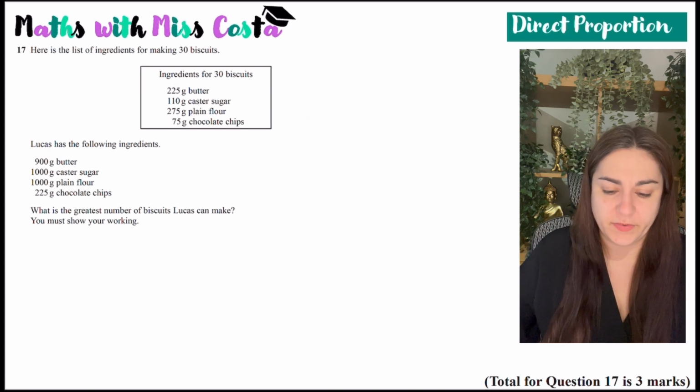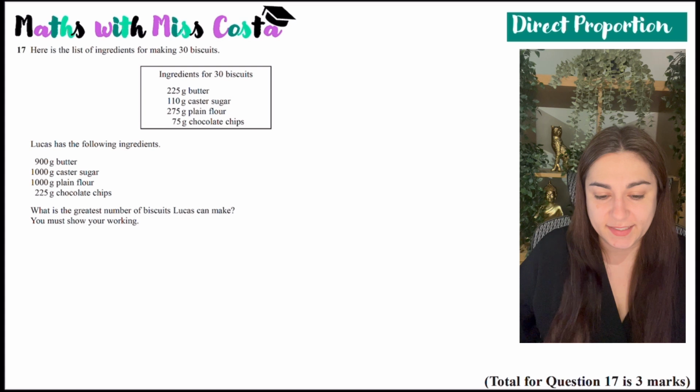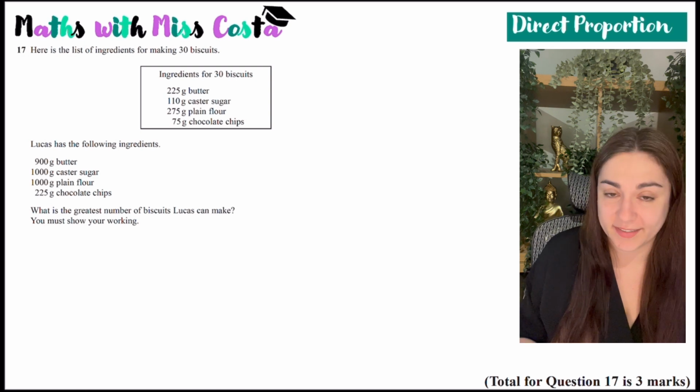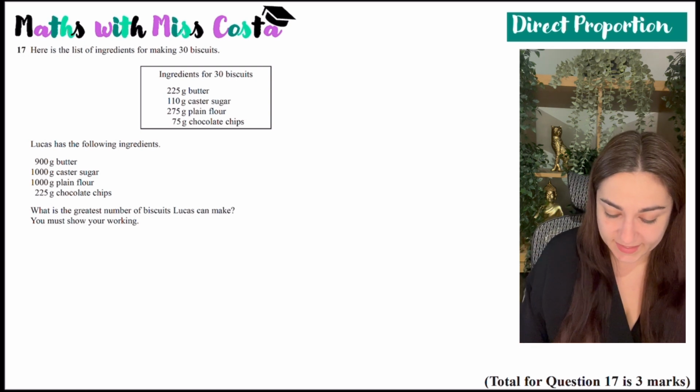Next, we've got an ingredient list. So here's the list of ingredients for making 30 biscuits. I'm told that Lucas has the following ingredients, and I need to figure out what the greatest number of biscuits Lucas can make is. Again, there are lots of ways that we can do this. But seeing as it's a calculator paper, perhaps the easiest way is to work out how much 1 biscuit is.